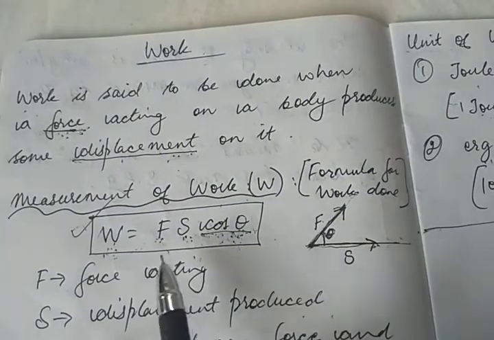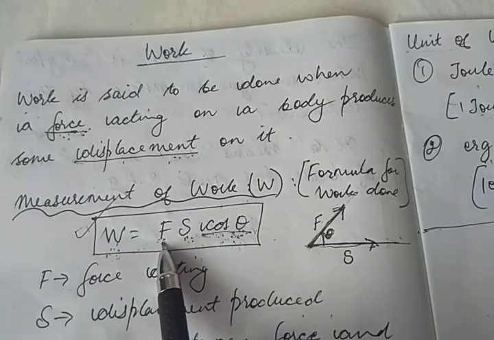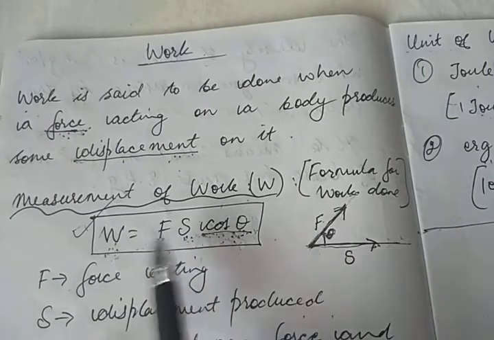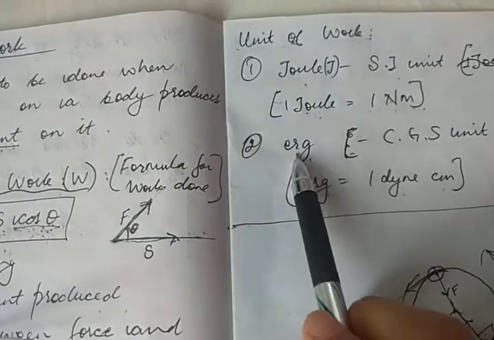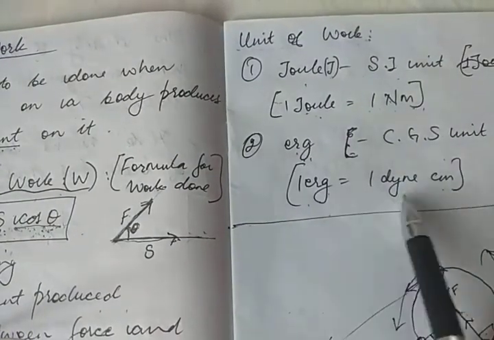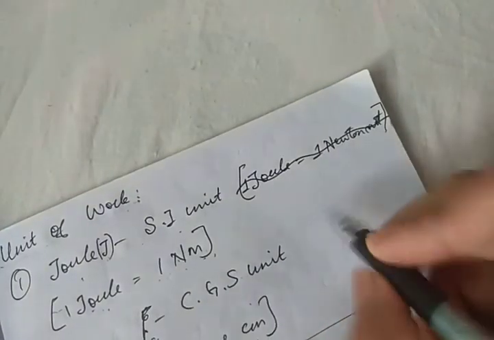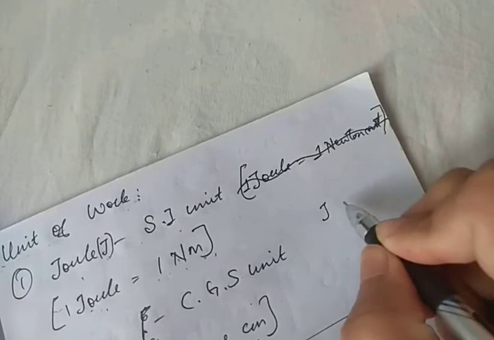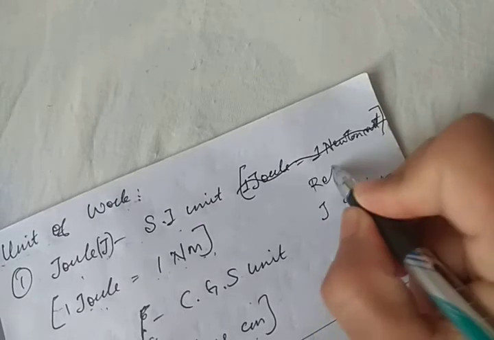Likewise, when we discuss in terms of the CGS unit, cos theta doesn't have a unit. The unit of force is dyne. The unit of displacement is centimeter. So the CGS unit of work is dyne centimeter, which is also called erg. This is the CGS unit. 1 erg is 1 dyne centimeter. Now you have to find the relation between joule and erg.